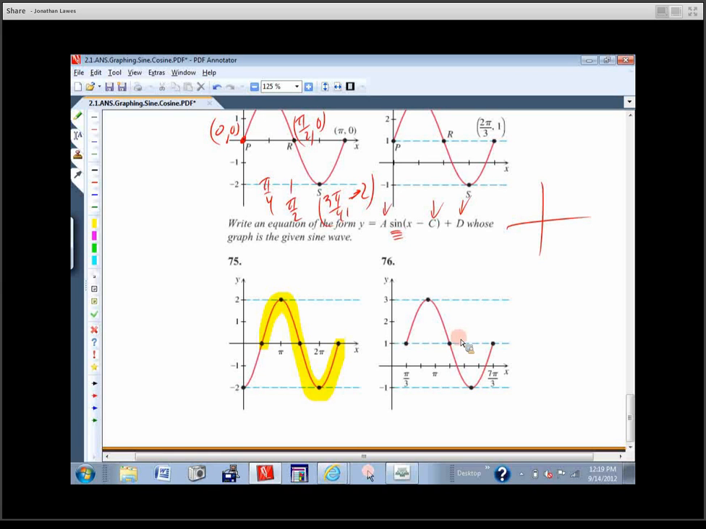Okay? Please get those memorized. You really need to know those shapes well. If you have 2.1 done on Monday, you're going to be in great shape for 2.2. Okay? Have a great weekend.